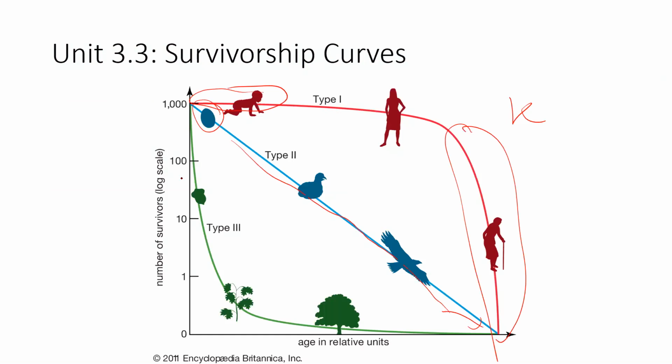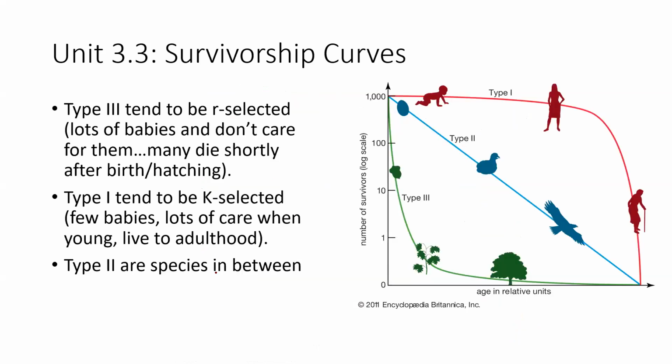And then here we would have an R-selected, type 3, where we have lots and lots of acorns, but most of them don't grow into trees. And then once they grow into a tree, they live a very, very long life. Most of them will die before they even sprout from an acorn, or when they are tiny little oak sprouts. So type 3 tends to be R-selected, lots of babies, don't care after them, many die shortly after birth or hatching. Type 1 tend to be K, few babies, lots of care when young, live to adulthood, and then die in older age.